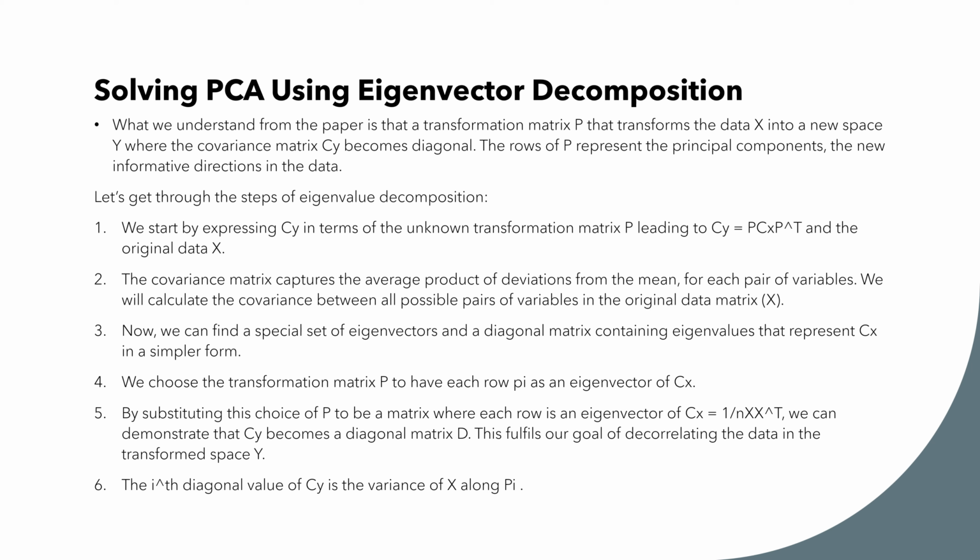We'll start with a transformation matrix P that helps us change our data X into a new space Y. In this new space Y, the covariance matrix CY becomes diagonal, which means the variables in Y are not correlated with each other. So we express the covariance matrix CY in terms of the unknown transformation matrix P. This expression is CY = P Cx P^T, where Cx is the covariance matrix of the original data X.